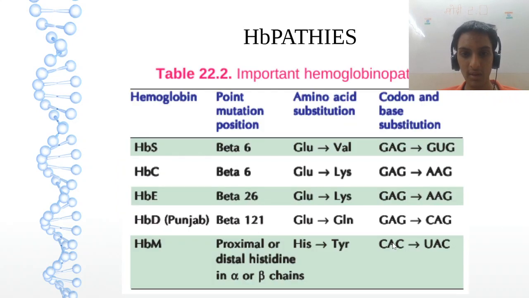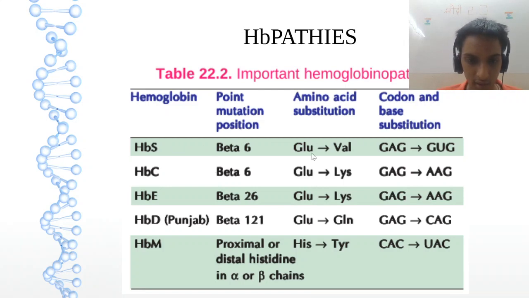Okay, let's see some other hemoglobinopathies before we move on to thalassemia. So we are seeing other hemoglobinopathies C, E, D, M. Okay, HBS, I told you, beta 6 glutamate replaced by valine. So same with HBC, same position, but the amino acid is different. In place of valine, lysine.